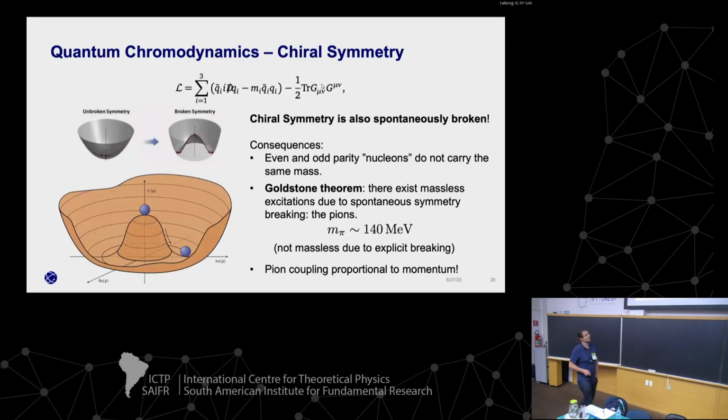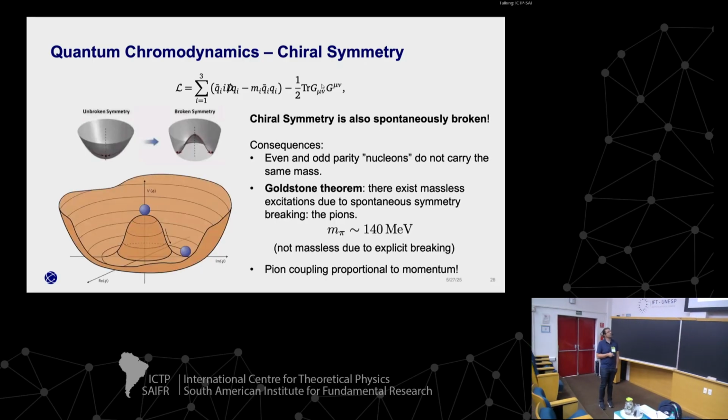chiral symmetry is also spontaneously broken. So who of you knows about spontaneous symmetry breaking? Okay, perfect.